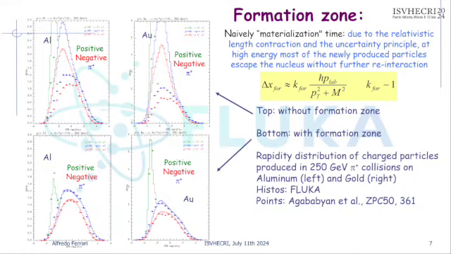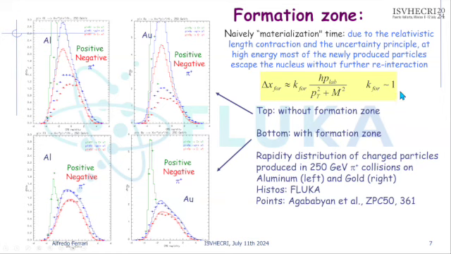Since we were touching the formation zone a few moments before, just to show you what, for example, Fluka does: of course, in Monte Carlo, you can play. And if you decide that you have no formation zone, which of course is highly unphysical, and you look, for example, at the rapidity distribution of charged particles produced in 250 GeV pion collisions on aluminum and gold, you have the top plots. So nothing comparable to experimental data.